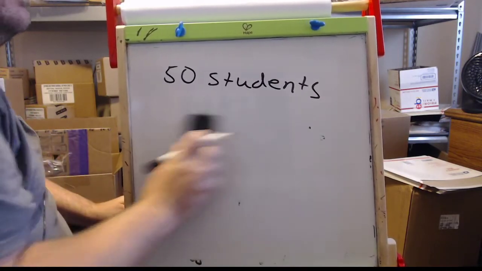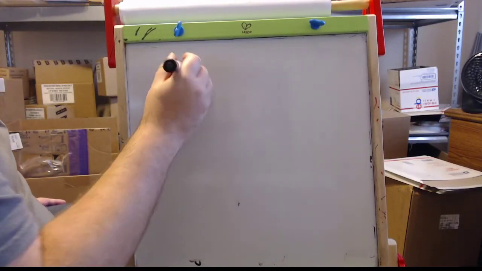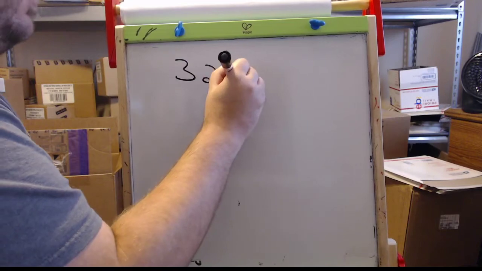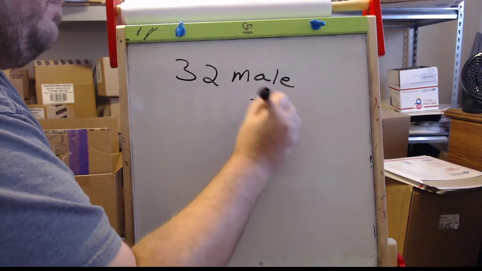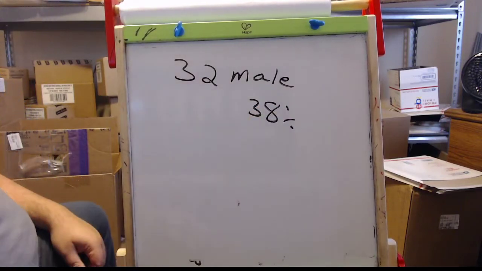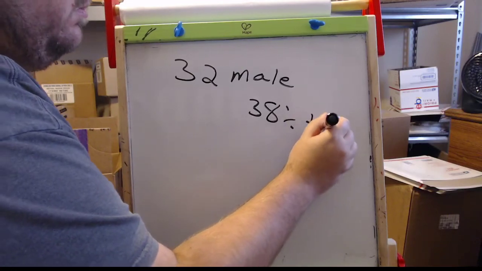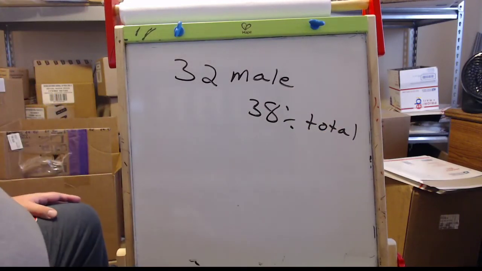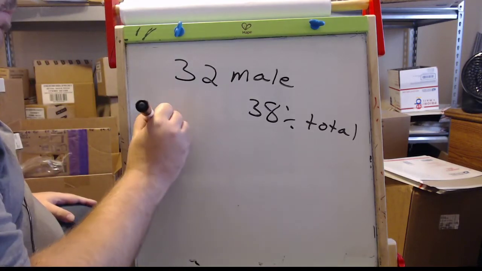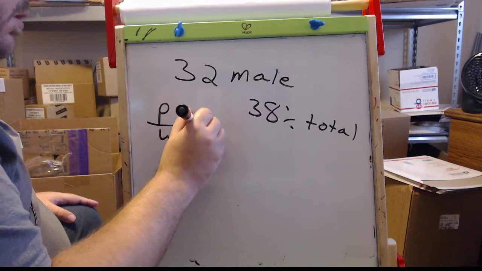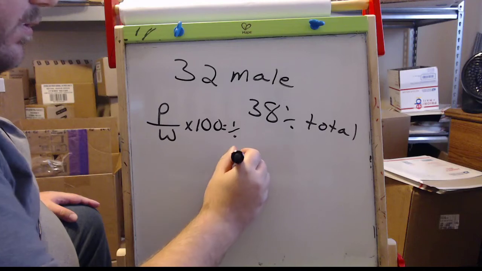Let's try another one, but this time let's find the whole. So what if they tell you 32 students are male, which makes up 38% of the total. How many total students are there? Well, we go back to P over W times 100 equals percent. Okay, write that out. Put 38 over here.